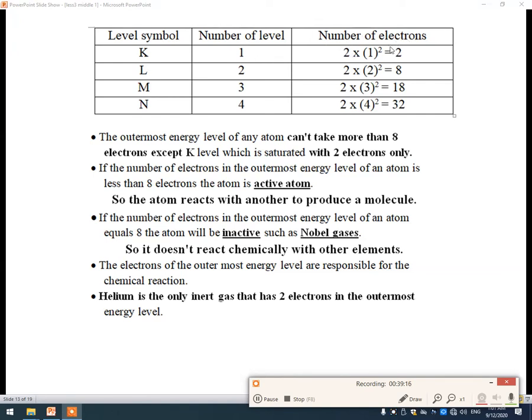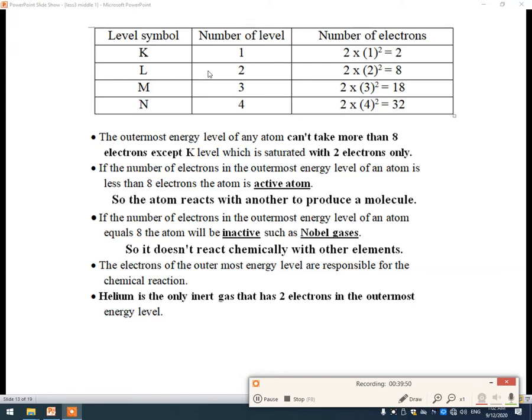We said by the rule 2n power 2. 2 times n power 2. 2 times, what is the n here? n is 1 because it's level number 1. So 2 times 1 power 2, 1 power 2 equals 1. So 2 times 1 equals 2. So if I ask, the energy level K is saturated by how many electrons? 2.